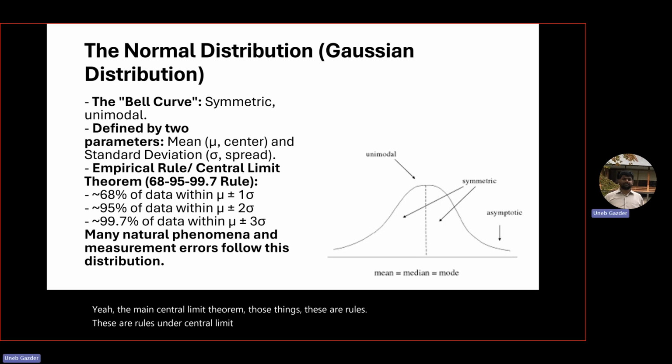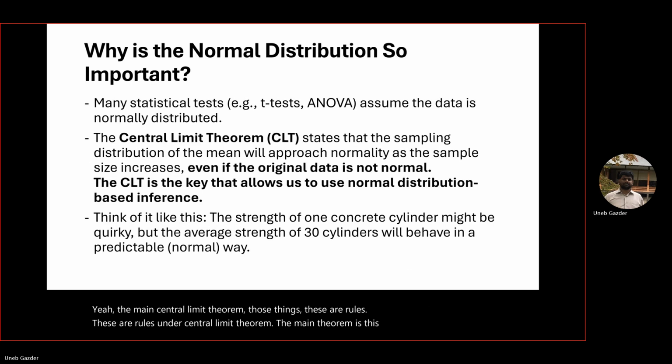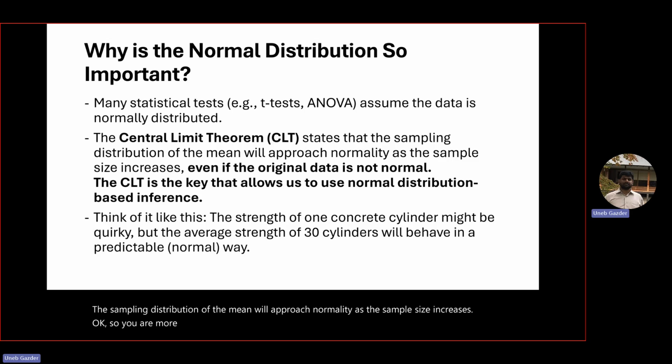The main theorem is this one. The sampling distribution of the mean will approach normality as the sample size increases. So you are more close to having this bell-shaped distribution if your number of samples are increasing, and even if the data is not originally normal.